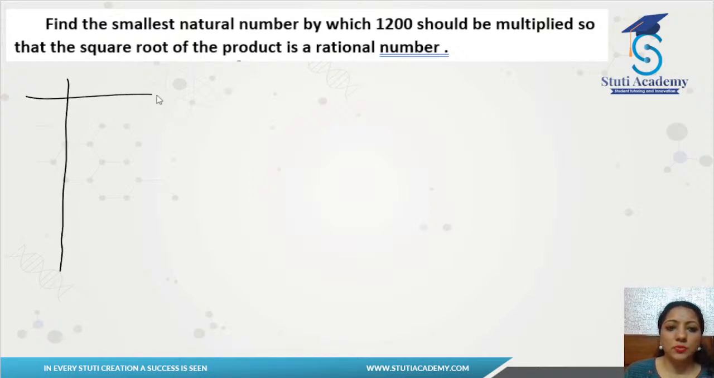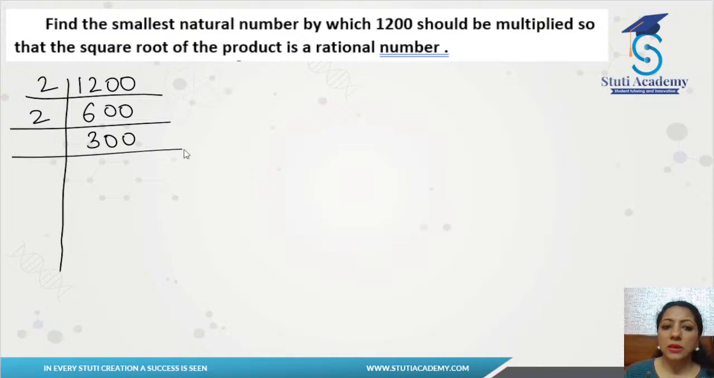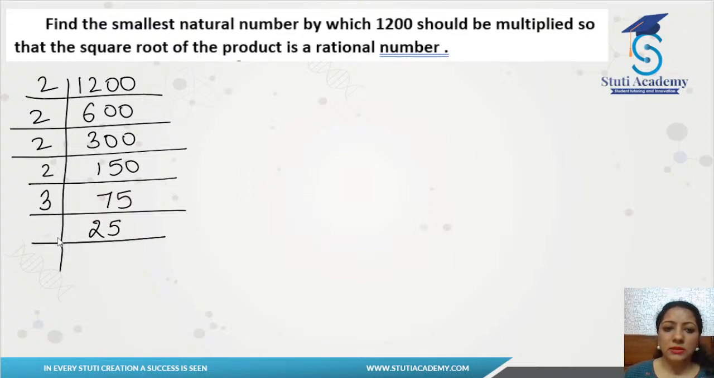We are going to take here 1200 and we are going to divide this by 2. We'll get 600 here. Then divide by 2 again, we'll get 300. Then by 2 again, we are going to get 150. Okay. Then we'll divide by 2, 75. 75 is divisible by 3. We'll get 25 here. Then 5, 5 here. And again, this is divisible by 5. Finally, we have 1 here.